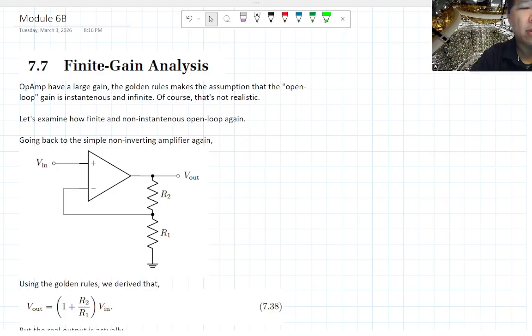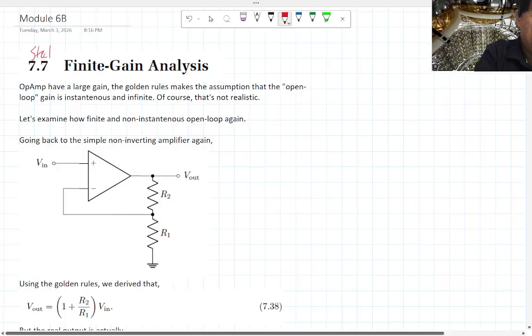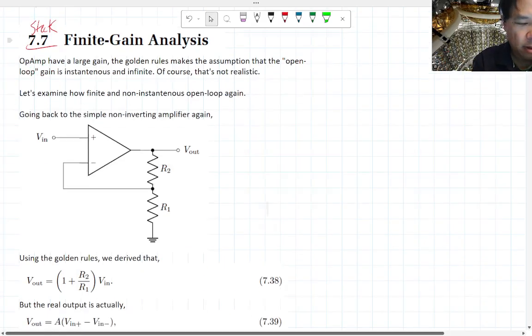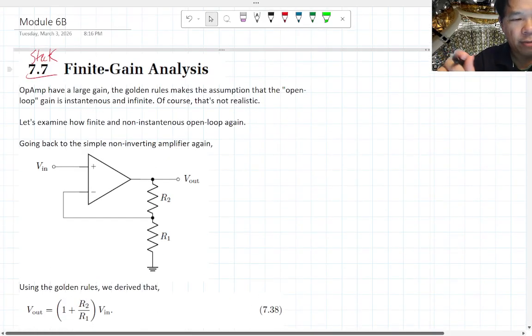Hi everyone, so now we're going to move on to the next section in Steck 7.7 on finite gain analysis. I think I'll do the next section also, 5.8, but we'll see. Let's see how long this lasts.